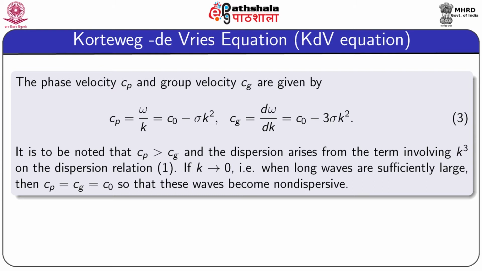Now, if k goes to 0, that means if we consider a long wavelength wave, then from equation 3 we get Cp equals C0 and Cg equals C0. That means the values of the phase velocity and the group velocity become constant, and this is the characteristic of a non-dispersive wave. Therefore, for long wavelengths the wave becomes non-dispersive.